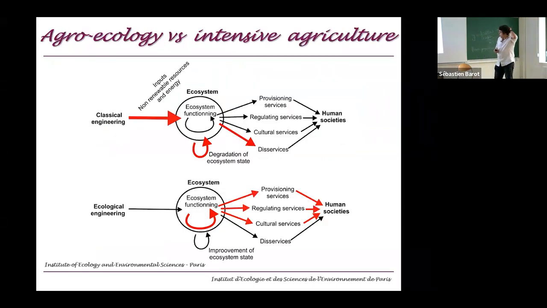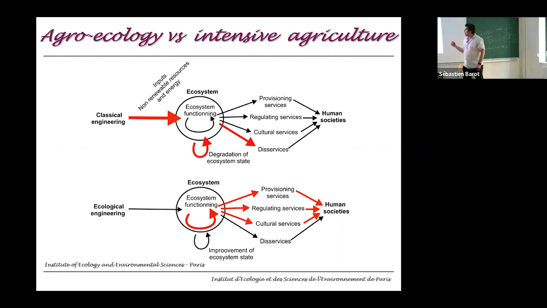So the idea now about agroecology, I can try to describe it with these diagrams. Basically, the idea is that you have an ecosystem here, and you have the functioning of the ecosystems together with biodiversity. And this ecosystem is providing different services to human societies. So we have what we call the provisioning services. So it's food basically, but we have also regulating services, such as the regulation of climate, cleaning of water. Okay, we have cultural services.